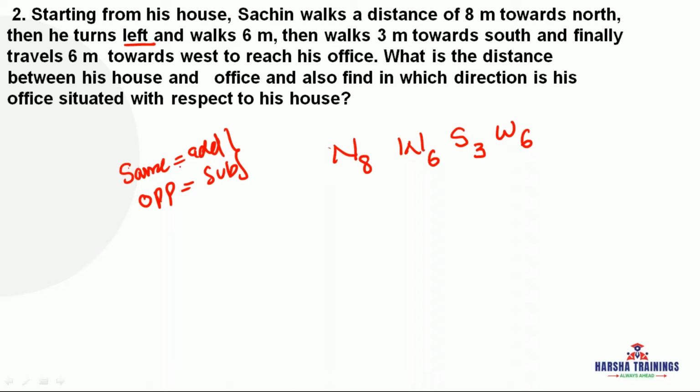Okay, so use this formula, guys. Same is given, add, opposite is given, subtraction. So west is same, right? West how much? 12. 6 plus 6, 12. Opposite, north and south is opposite, right?